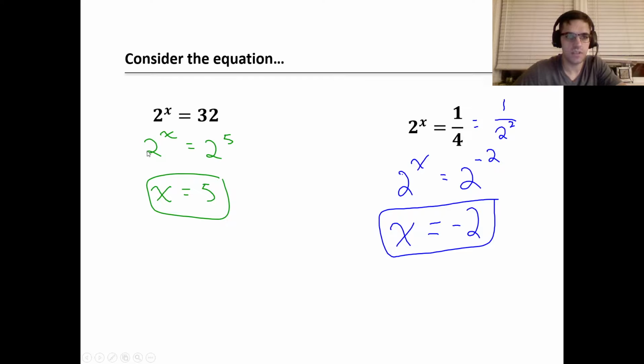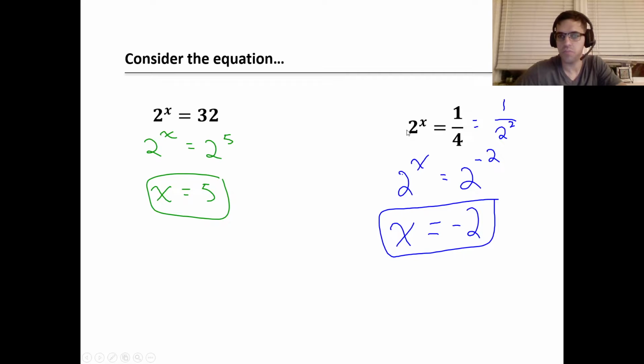And so because these two expressions have the same base, they both have a base of 2, and they have different exponents, I can say that these exponents must be equal to each other. If these statements are equal with the same base, then their exponents must be equal. So therefore, x must equal 5. Just making an equation out of the exponents.